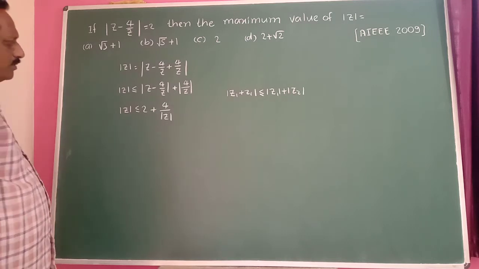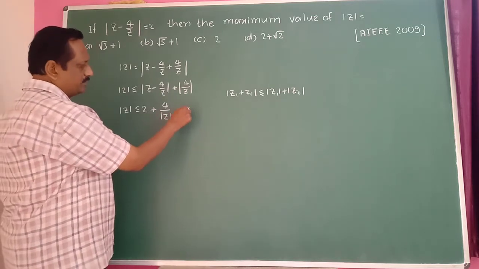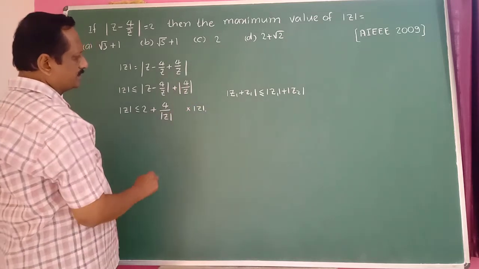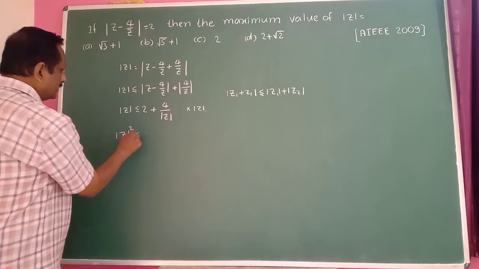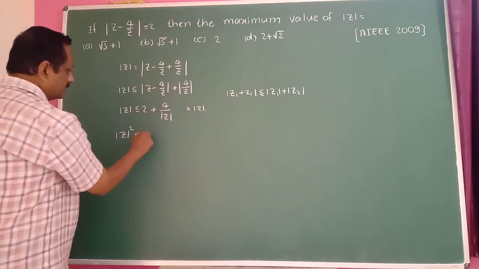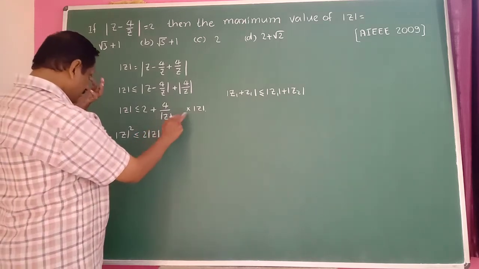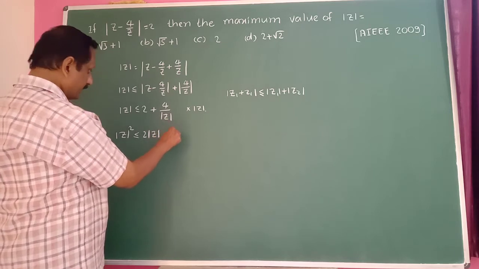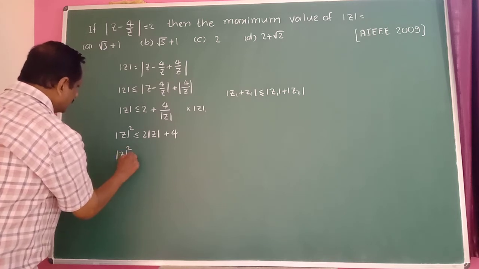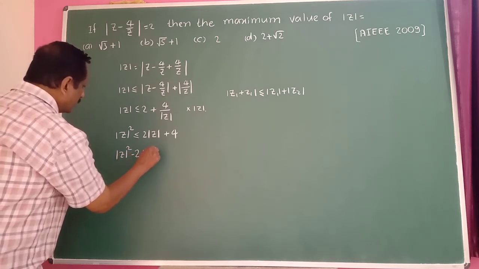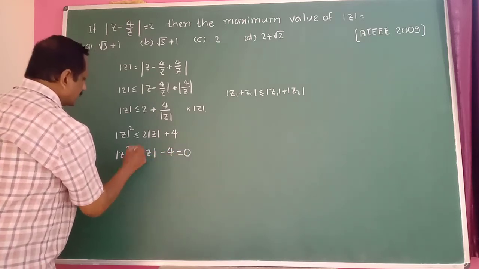Then multiplying both sides by modulus of z, the denominator term is there, we have to cancel this one. Yes, multiplying both sides by modulus of z: modulus of z into modulus of z gives modulus of z whole square, less than or equal to 2 into modulus of z, then this one cancels, remaining is 4. Take both terms to the left side: modulus of z whole square minus 2 into modulus of z minus 4 is less than or equal to 0.